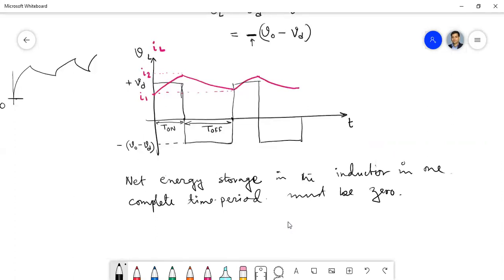I have written this statement. This statement is clear to all. There should not be any storage in the inductor after one complete cycle or period. So that means whatever energy is stored in the inductor in the on period should dissipate in the off period. Is that clear? Now I am asking you how to compute the energy which is being stored in the inductor.